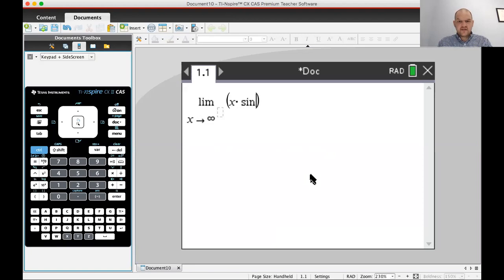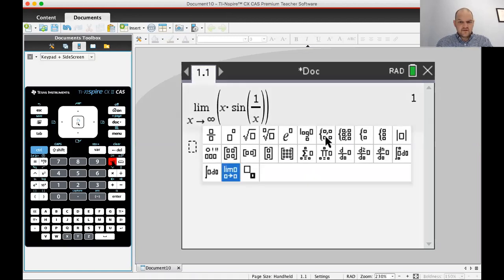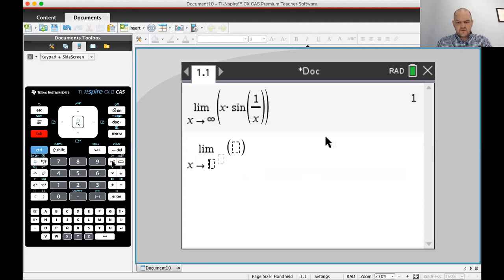X times sine of 1 over x, and we get 1, which is what we got, thank goodness. And then the other limit was the limit as x approaches 0 from the right, so we put a little plus, of the square root of x times natural log of x, and we get 0. So we're good to go on both of those.